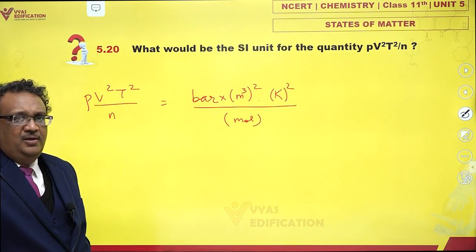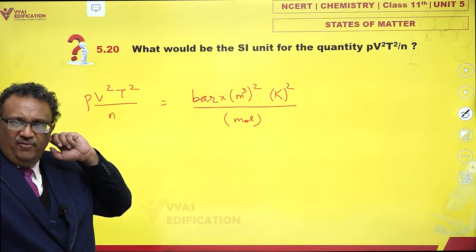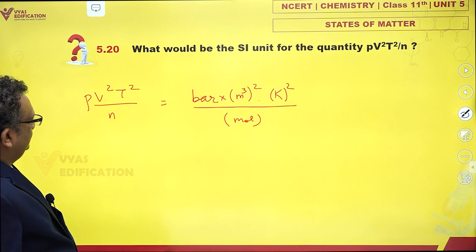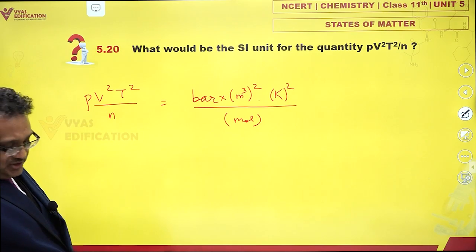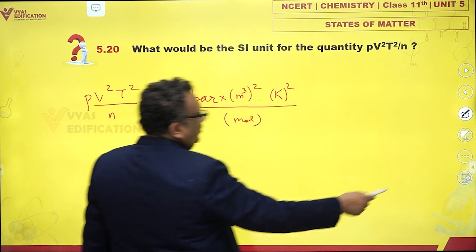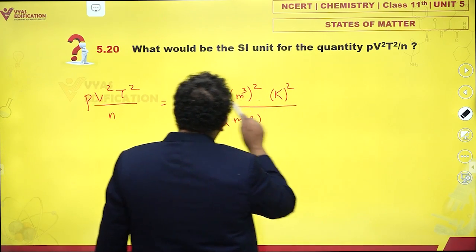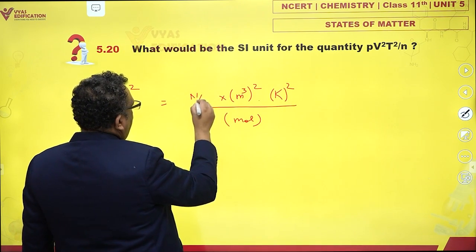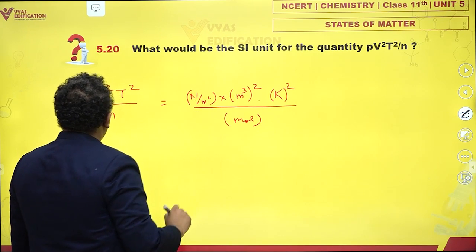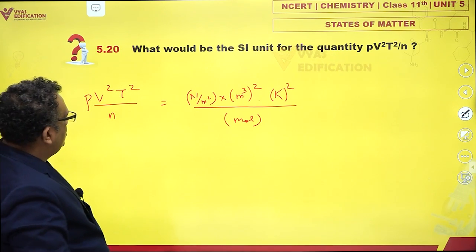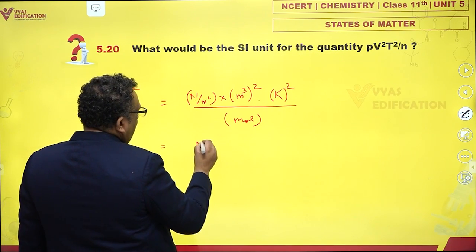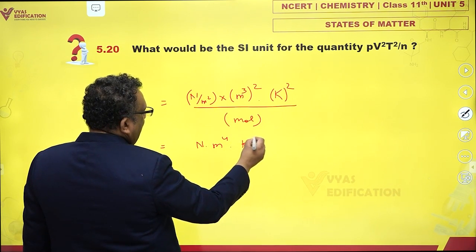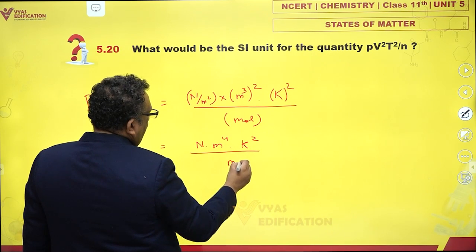Kind of. You could say this now. Bar, if you want, you can translate. Bar is Newton per meter square. So, in pascals, if you take pressure, that again would be newtons per meter square. A little cleaner than this. So, you could say Newton per meter square here. Still, what would that come out to be? This is newtons meter to the power 4 Kelvin square by mole.